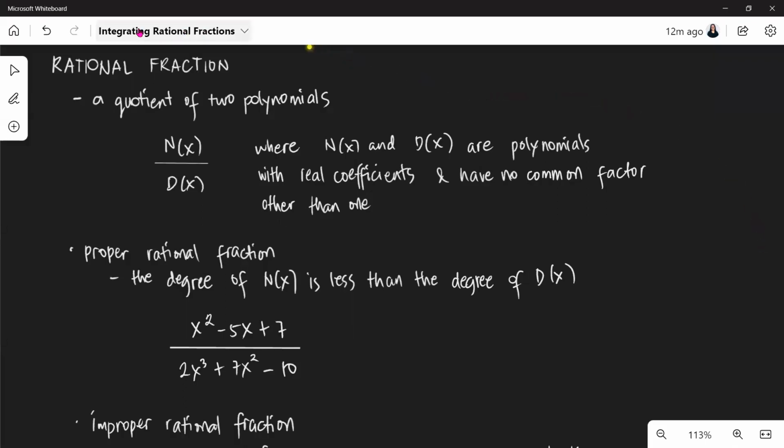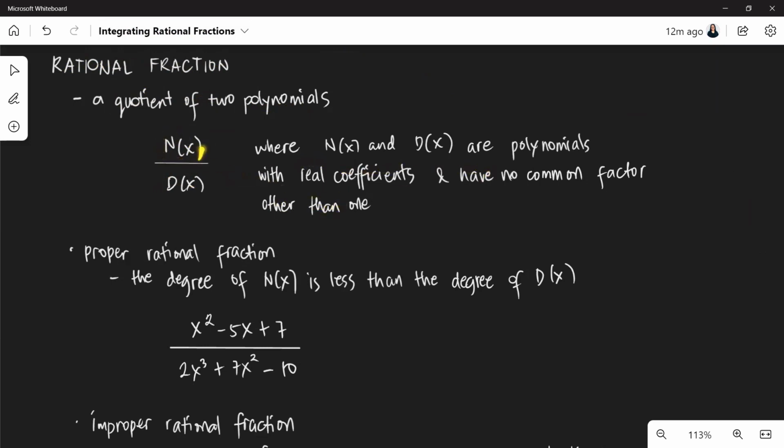So we have another method of integration called integrating rational fractions. Let's first define what a rational fraction is. A rational fraction is a quotient of two polynomials. If you have the polynomials N of x and D of x, where the two are polynomials with real coefficients and have no common factor other than 1.